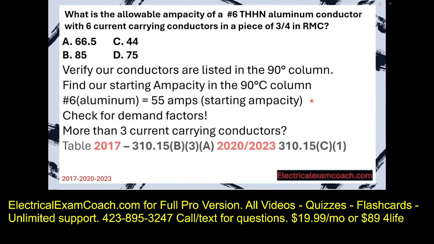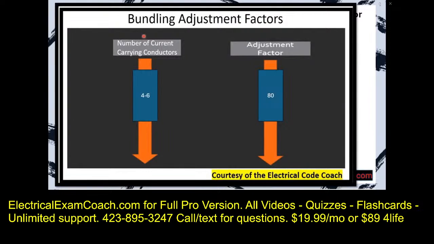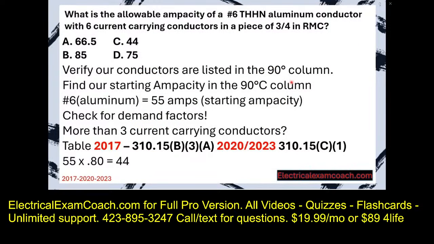There sure are. So we're going to head to our bundling adjustment factor table. When we get there, we're going to find our range of conductors. Then we're going to cross over to the demand factor. Now, let's just do the math. We take our starting ampacity multiplied by 0.80, and that gives us a new reduced allowable ampacity of 44 amps. Let's get to it.